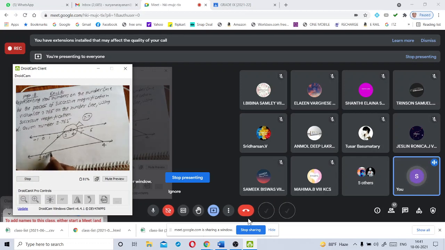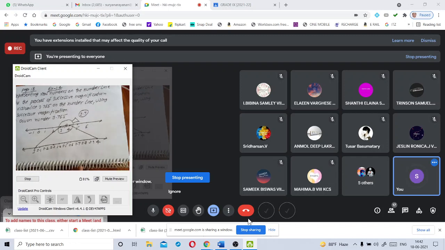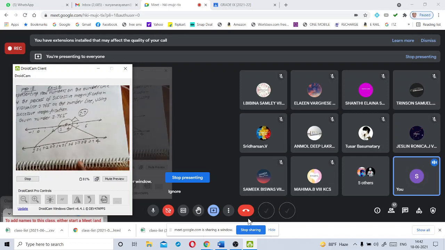Yes or no? 3.1, 3.2, 3.3, 3.4, 3.5, 3.6, 3.7, 3.8, 3.9. We have just identified that this number 3.7 lies between 3 and 4. Okay, my children. Understood this point? Understood this figure?